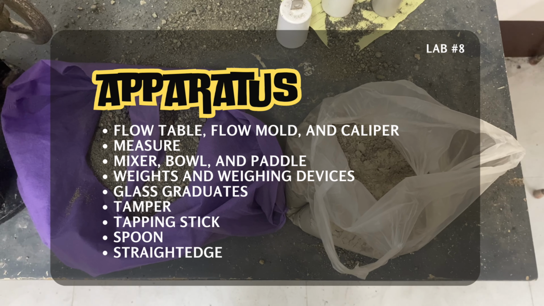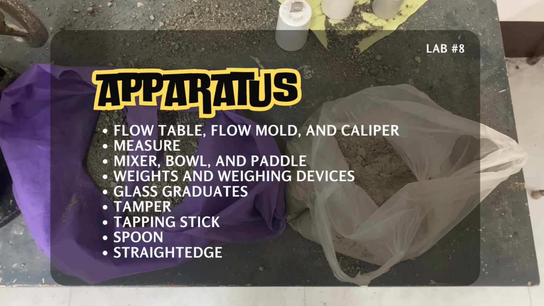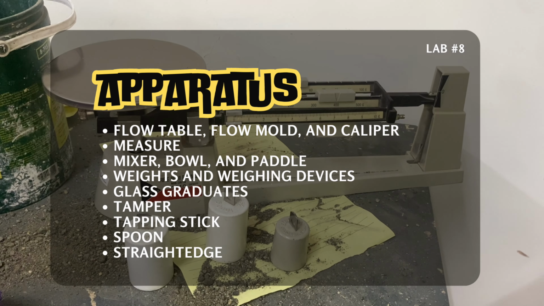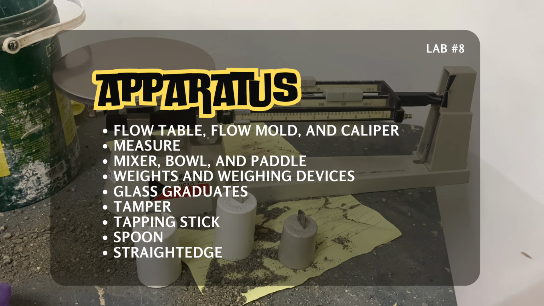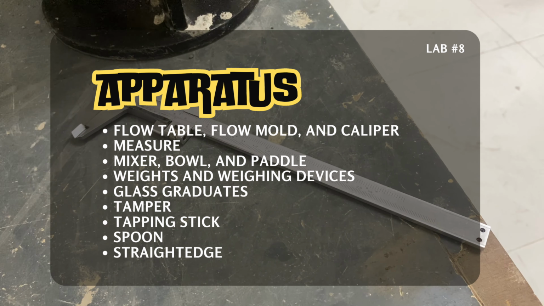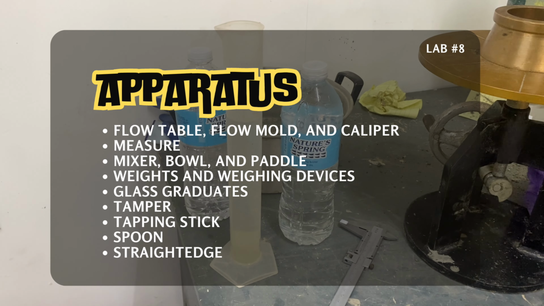For the apparatus, we are going to be needing the flow table, flow mold, caliper, measure, mixer, bowl, and paddle, weights and weighing devices, glass graduates, tamper, tapping stick, spoon, and straight edge.